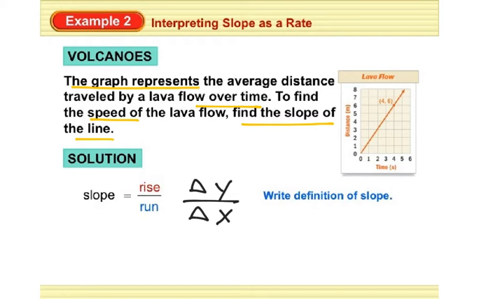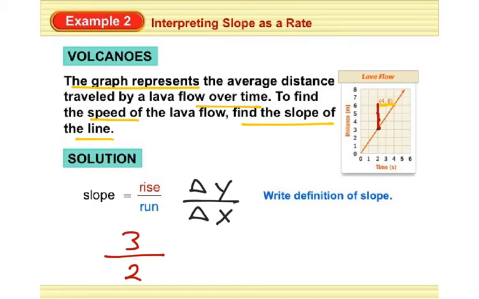So the first step, we can just choose any 2 points. So we have 4 and 6, and then again, choose a point that goes through a line at a very easy place to intersect. So we have our rise, 1, 2, 3. So we have 3 over our run, 1, 2, to get to this next point. 3/2.